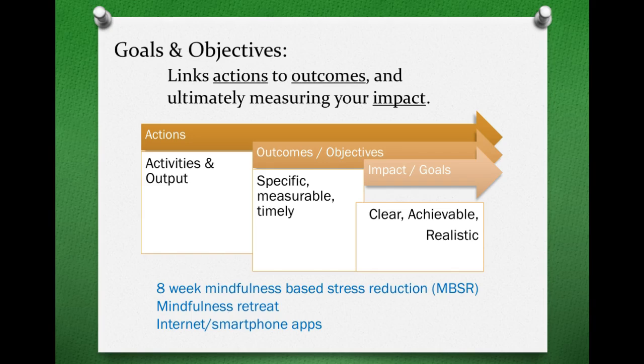So it's another way of looking at this. Your goals and objectives should link your actions to the outcomes and ultimately measure impact. When you state your actions, they should be very clear. Those are activities. Your outcomes should be specific, measurable, and timely, which is why they are divided into short-term, interim, and long-term outputs.